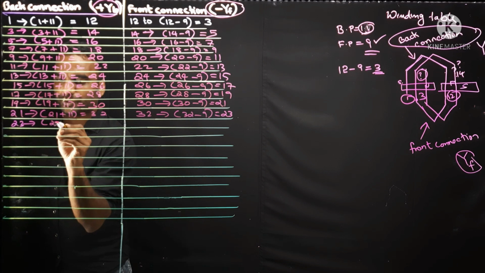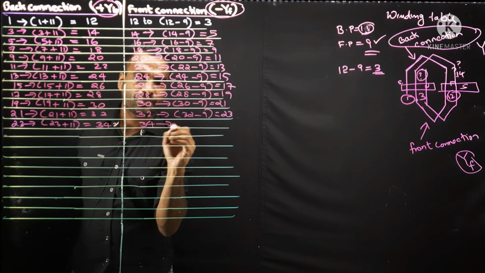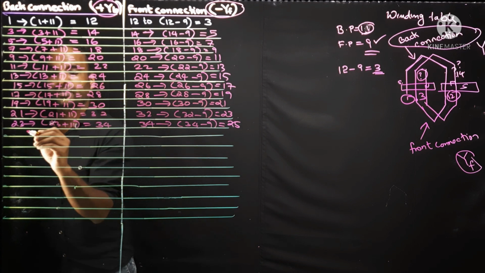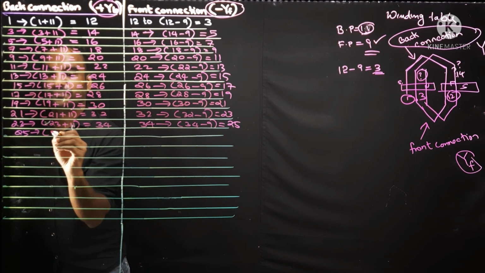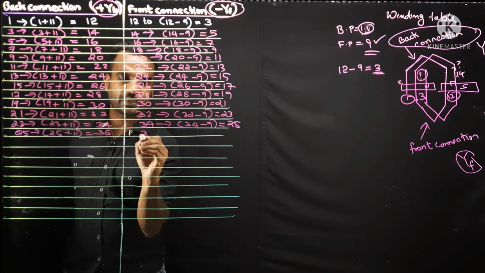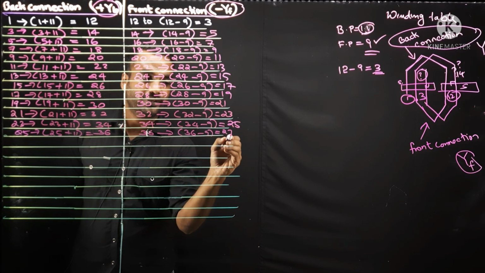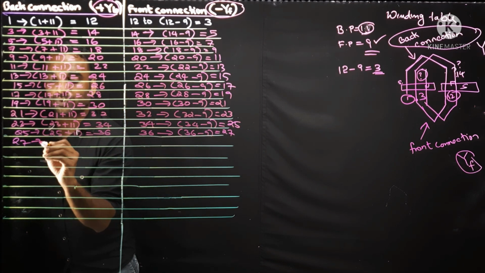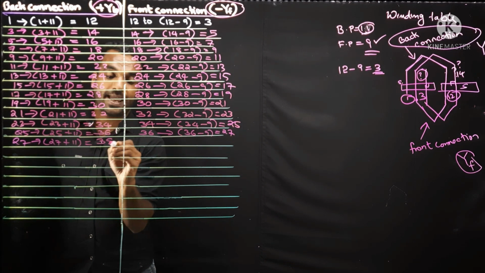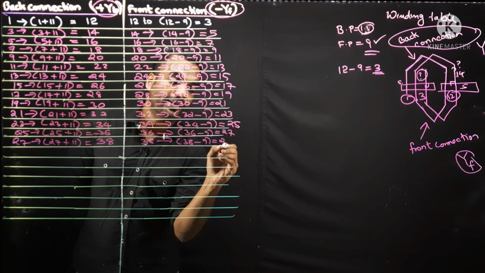23 plus 11 is 34. And 34 minus 9 is 25. 25 plus 11 is 36. 36 minus 9 is 27. 27 plus 11 is 38. And 38 minus 9 is 29.